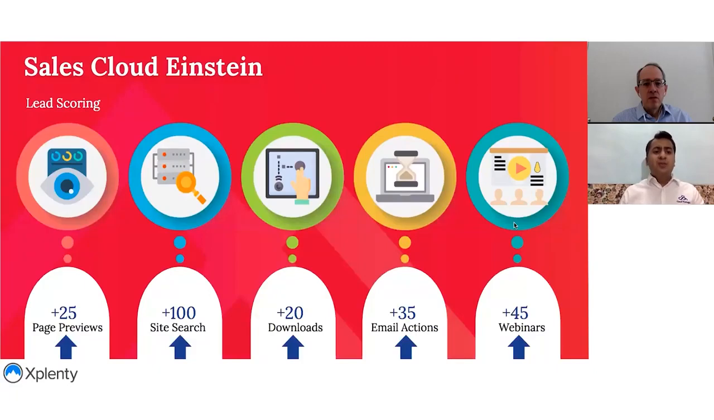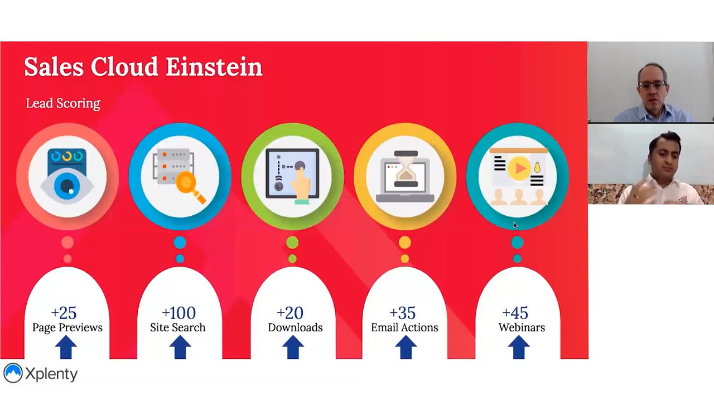As I mentioned previously about lead scoring, how does lead scoring in Salesforce Einstein Analytics work? According to the different actions that your lead is doing, it provides a score. For example, you have run a campaign. Depending upon the links in the campaign, you have page previews, site searches, downloads, email actions, and webinars. For a lead in your system, how many times they have previewed the page present in your email campaign, how many times they have searched through your site, and how many times they have downloaded from the link. According to the different actions of the lead, it provides a score.